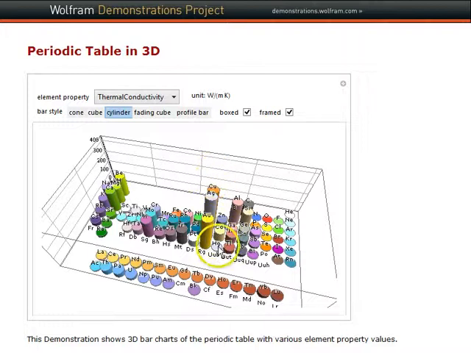Exceptions to the metallic rule, clearly mercury, zinc, and cadmium. Yeah, these guys are playing the spoilsport. They don't like being very good conductors, hence they're down there.